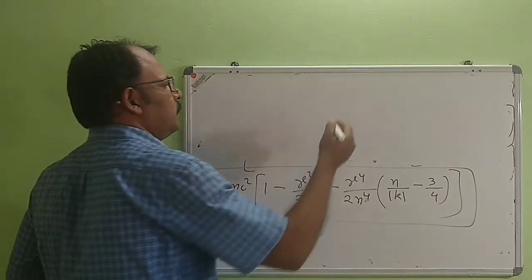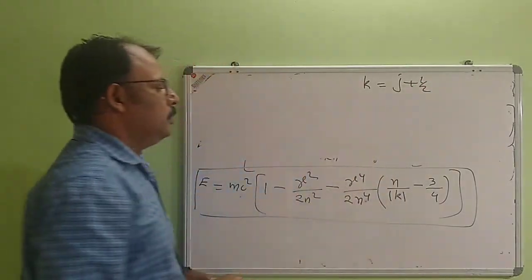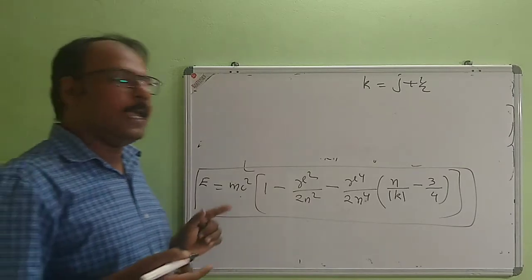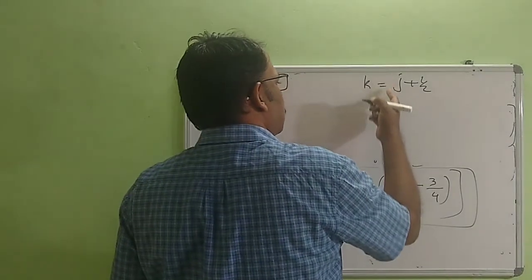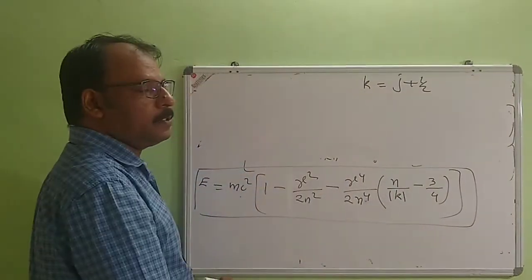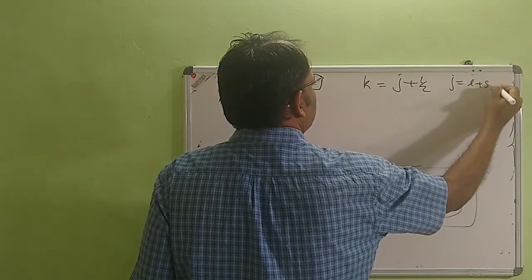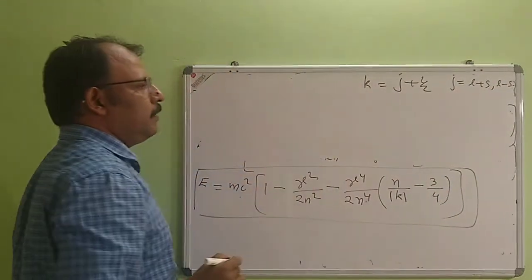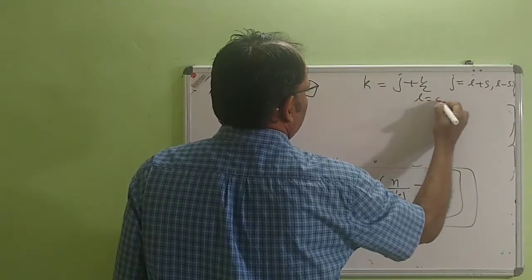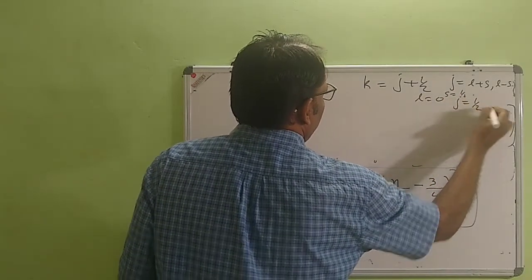K, we have seen the value of k as j plus 1 by 2. We defined a new operator k, and we found the eigenvalue of k, and k is plus or minus j plus 1 by 2. Here we are giving mod k, so it is j plus 1 by 2. j can vary from L plus s to L minus s. They can take values from L plus s to L minus s. When L equal to 0, s is equal to 1 by 2, j equal to 1 by 2.